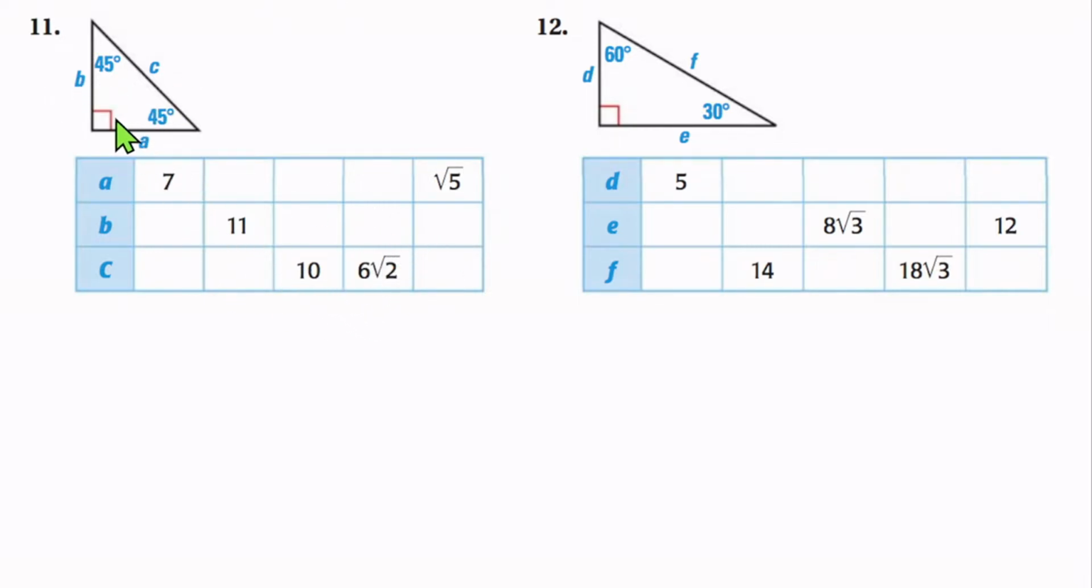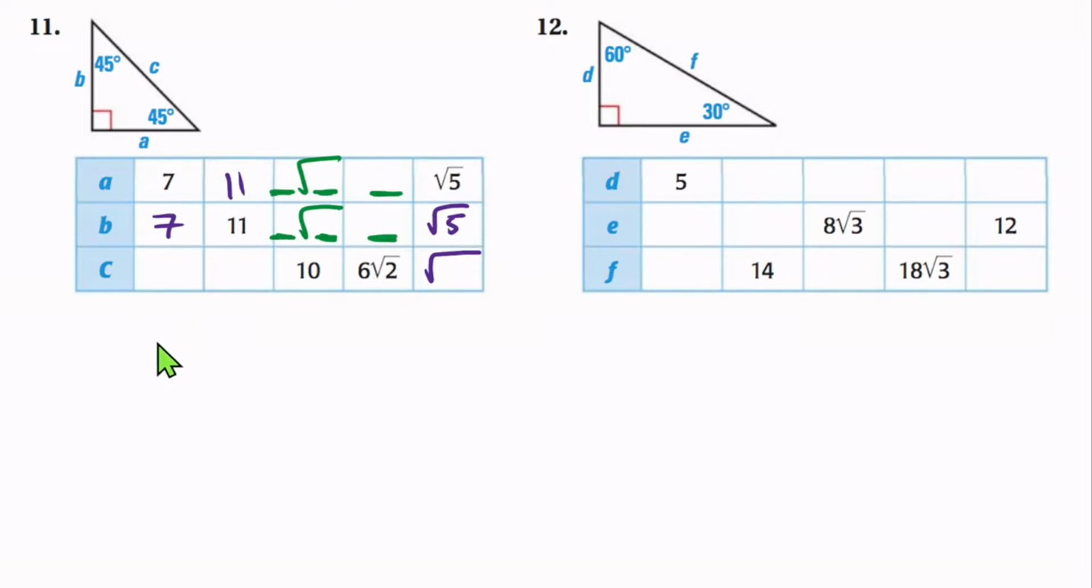Now, the 45, 45, 90 is way easier than 30, 60, 90 because A and B are going to be the same. So if that's 7, then that's 7. If that's 11, that's 11, right? Because these two sides are the same. So that makes this whole table super easy. This one right here will just be square root 5. And I'll tell you, this will be the square root of a bigger number. For these ones, your answer will be a number times the square root. And then for these ones, it'll be just a plain number.